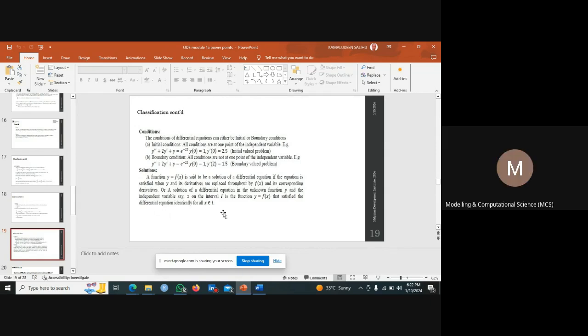On the interval I, the function y equals f of x satisfies the differential equation identically for all x in I, or that belongs to I. So what this statement is saying, from our basic mathematics, because we come to be applying it, and in that place it will be more complex than the basic mathematics we've known before.